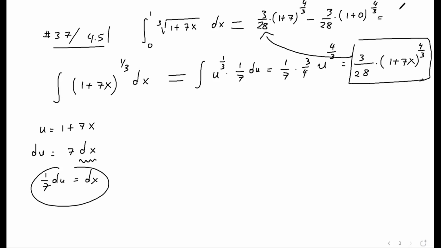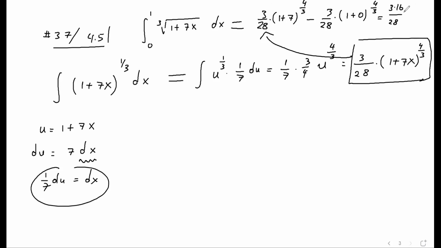And these numbers can be calculated easily. You can use a calculator, obviously. I don't have one right now handy, but I can do that in my head because look here, 1 plus 7 turns out to be 8. 8 to the 4/3 is 8 to the 1/3, which is the cube root of 8, or 2, to the 4, which is 16. So that's going to be 3 times 16 over 28.